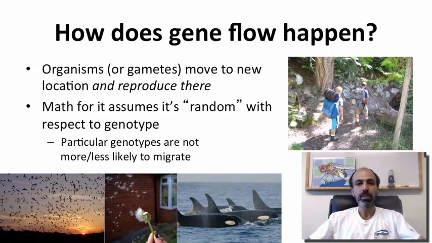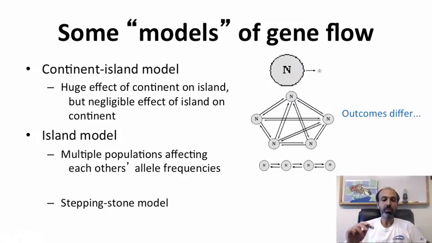Now, let me introduce a couple of general models for gene flow. So here are some models of gene flow. The first one I'll introduce to you is referred to as the continent island model. Imagine we have a very large continent which has a huge population size that we can approximate as almost infinite, and we have a very small recipient population that's receiving some migrants from the continent. We're assuming in this case that the effect of the continent on the island is huge, but the effect of the island back on the continent is so negligible we don't even have to consider it mathematically. So that's referred to as the continent island model.